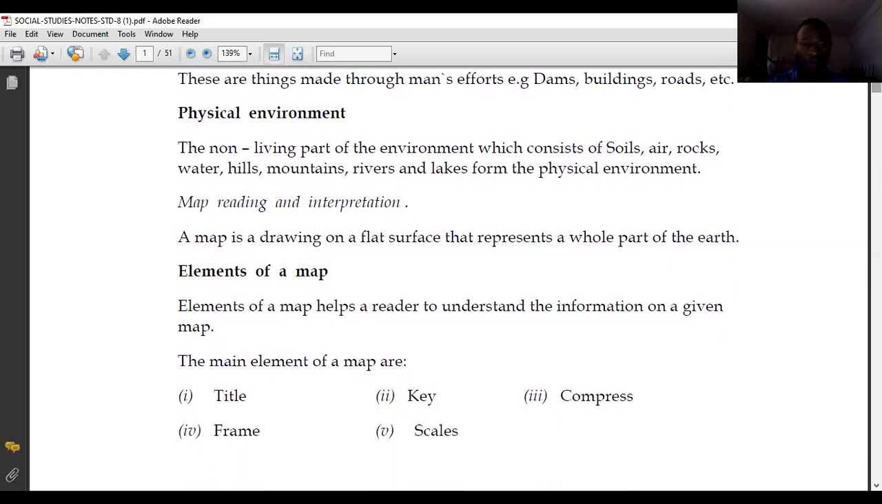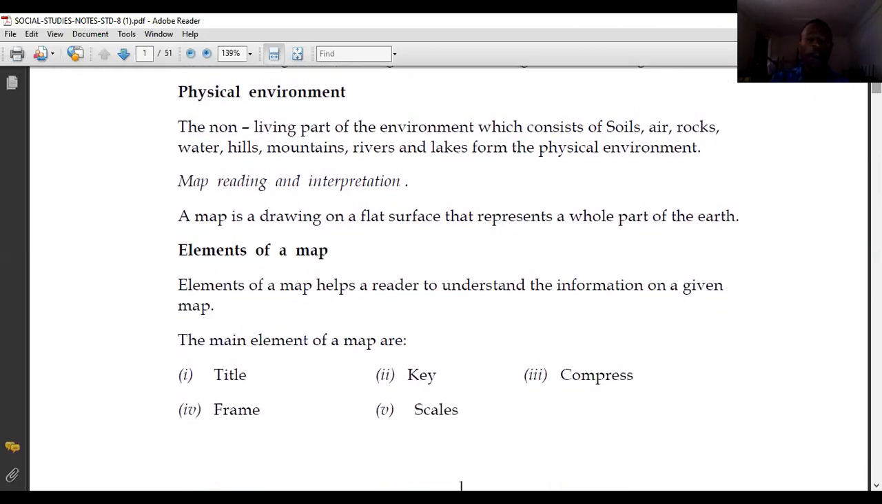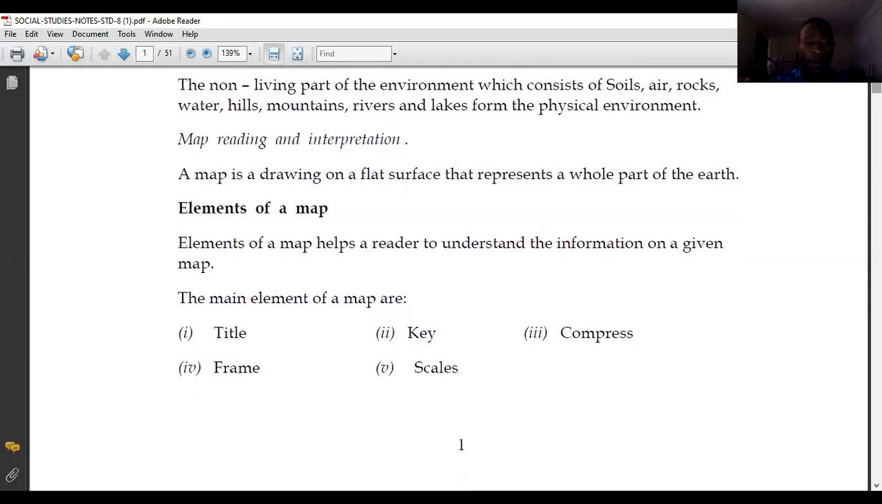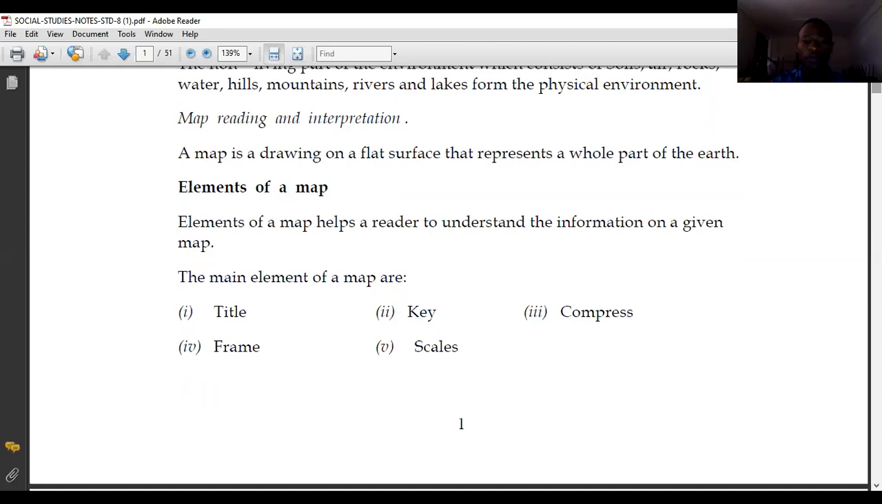Elements of a map, or a good map, should have the following. Elements of a map help a reader to understand the information on a given map. The main elements of a good map must have a title, key, compass, frame, and scales. So you change this one. It's a slight mistake here. You can say compass.